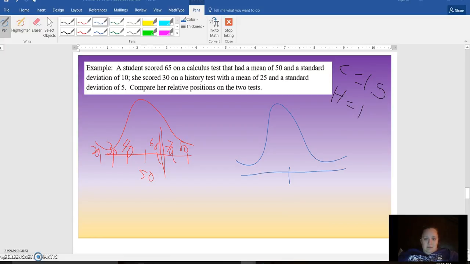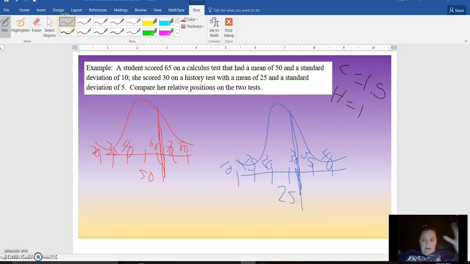Right, mean of 25. Standard deviation of 5, so this is 30, 35, 40, 25 is 20, 15, 10. Alright, and she's a mean of 25. No, she's a 30, so she's right there. Versus here. Okay, here's what we know about the bell curve.